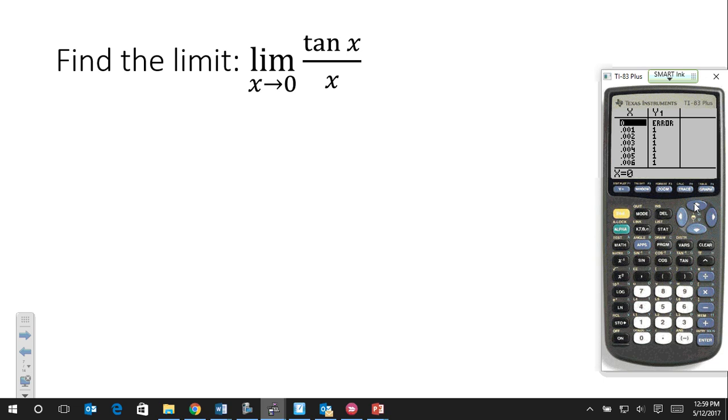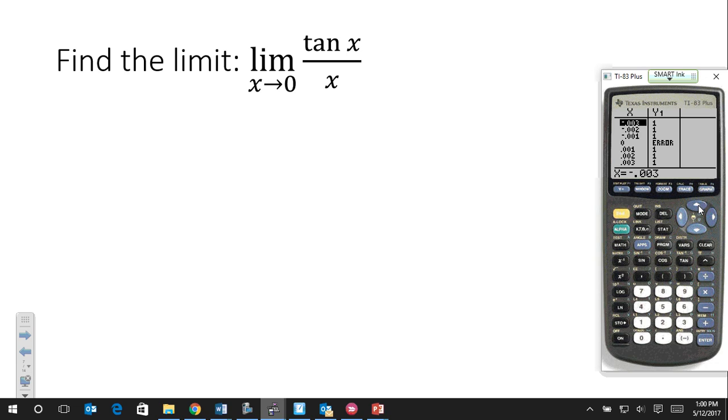Watch what happens when we go up. At 0, we have an error. We can't divide by 0. And at negative 0.001, 2, and 3, we're also at 1. Then we need to see those steps again. Went through them kind of quickly. All right, so what is our answer? 1. Okay, for our limit. The limit as x goes to 0 of the tangent of x over x is 1.